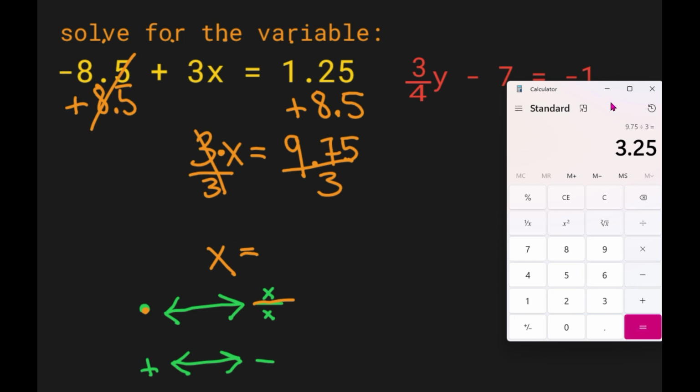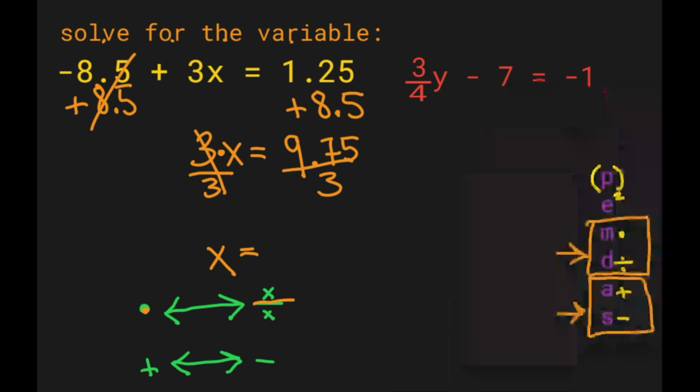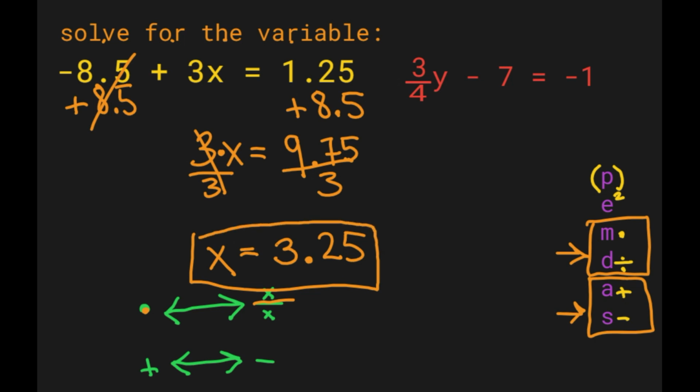And get 3.25. The way I did it in my head kind of was, I said, okay, how many times does 3 go into 9? I know 3 times 3 is 9. And how many times does 3 go into 75? Well, there's 3 quarters in 75 cents. 3 times 25 cents is 75. I use money a lot to help me figure stuff out.